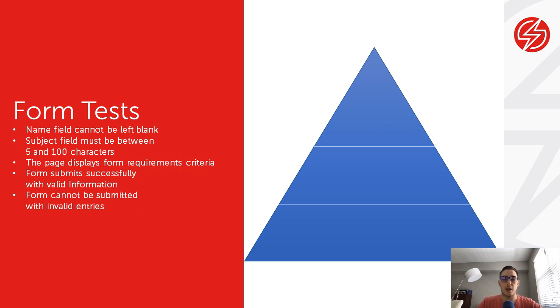Now, the very first test case that we want to test is that the name field cannot be left blank. Where in the automation pyramid would we automate such a test case? In the unit layer, the API layer, or the UI layer? Take a moment, think about it, write your answer down, and I'll revisit it in a second.